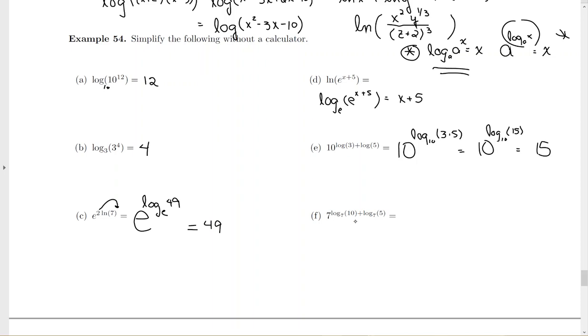Last one, too many logarithms up here in the exponent, so I need to add them together. So this is going to be 7 raised to the log base 7 of, and the tricky thing is, again, it's not 10 plus 5. We're not doing our addition when we're talking about logarithms here. It's multiplying within the argument. So 10 times 5, or 50. And then following our little formula here, a to the log base a of x is x. 7 to the log base 7 of 50 is 50.